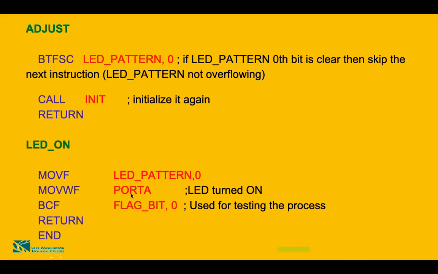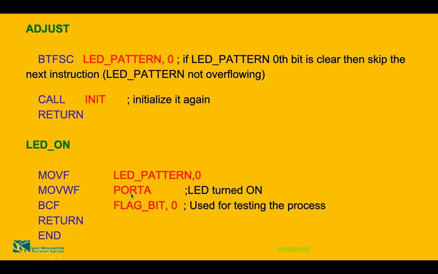So in short, initially we sent a literal number to the LED underscore pattern general purpose register, and now here we are sending the literal number which was saved in the LED underscore pattern to port A. And you know that port A is connected to RA0 to RA7, and RA4, RA5, RA6 and RA7 are our 4 LEDs. So it's going to turn on RA4 starting with RA4.